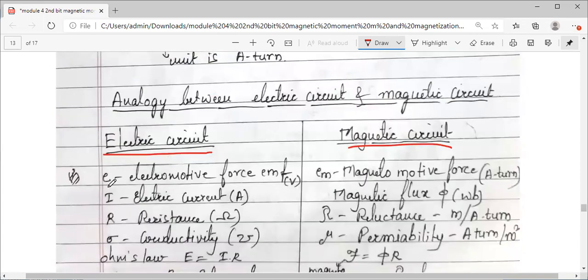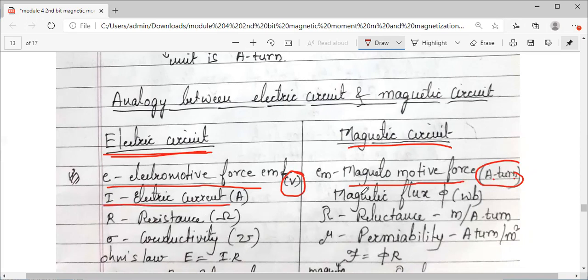Now, you have studied EMF, that is electromotive force in electric circuit. And what is the unit? It is volts. But when we talk about magnetic circuits, it is magnetomotive force. And the unit of magnetomotive force is ampere turn. This is one analogy, okay? When I compare EMF, electromotive force, it is analogous to magnetomotive force. In electric circuits, we talk about electric current. But in magnetic circuits, we talk about magnetic flux.